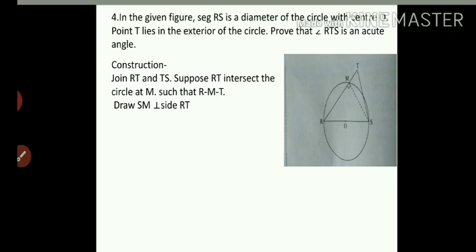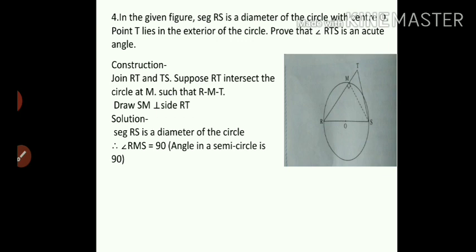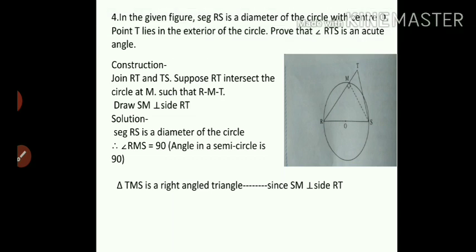So now the solution. Now we know that RS is the diameter of a circle. That means we know angle in a semicircle is a right angle. That means angle RMS is 90 degrees. So now what we get? Check the triangle TMS. Triangle TMS is a right angle triangle, since by construction we have joined SM such that SM will be perpendicular to RT. So that is angle M is now 90 degrees.